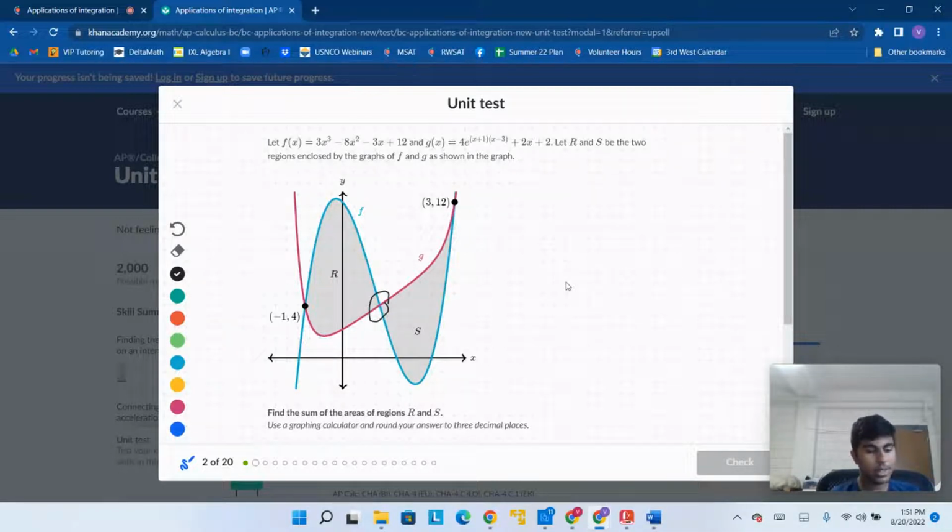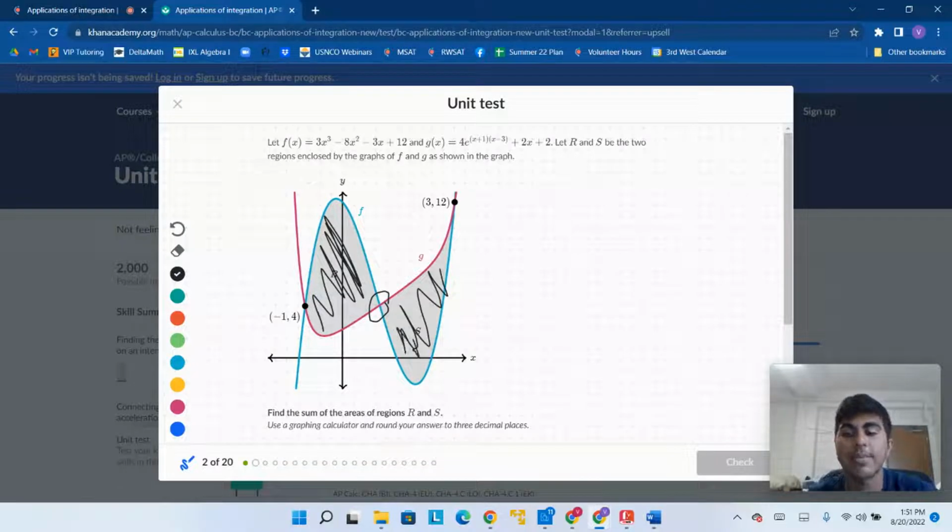And now what I can do is take the integral from negative 1 to 3 of the absolute value of the difference of these two functions. Why does that help me? Because instead of having to know when this part gets positive and then this part goes back negative, now they're both positive because of the absolute value. So it's a cumulative thing.